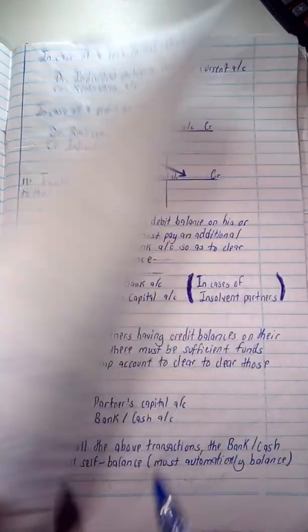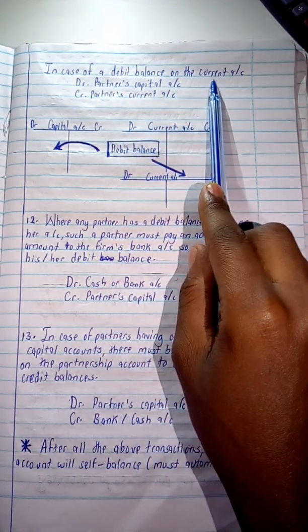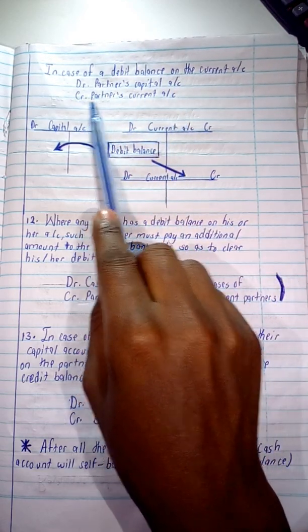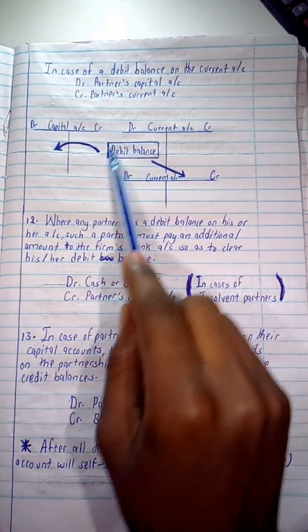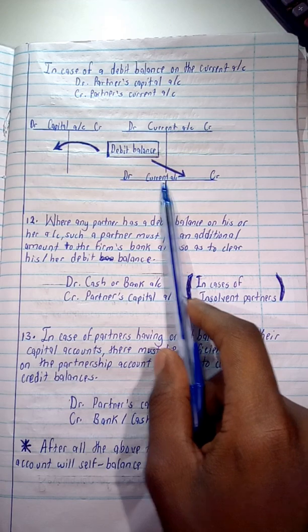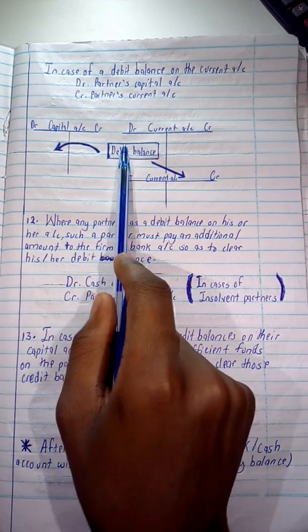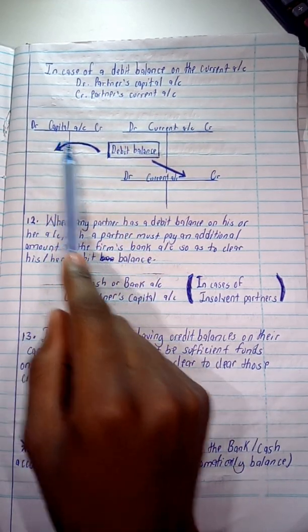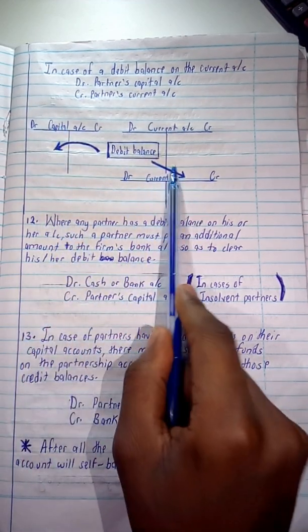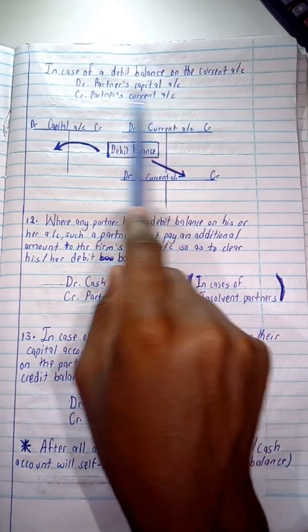Then in case of a debit balance on the current account, I'm going to debit my partner's capital account, and then I credit my partner's current account. Meaning if I'm having a debit balance on this current account, to clear it this will go the opposite way, which is the credit side, and this will remain on the same side in the capital account. So this balance will go on this side of the capital account, and this will go on the opposite side of the current account.